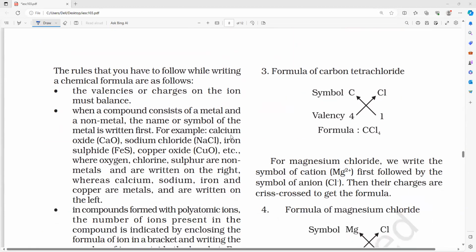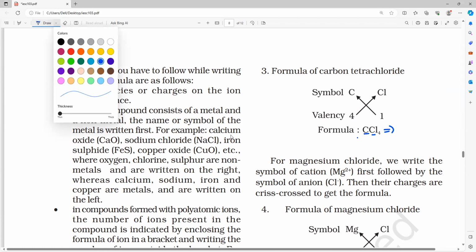Now you can write the molecular mass of everything. Now carbon, CCl4, molecular mass. Is it an ionic compound or a covalent compound? CCl4 is covalent.